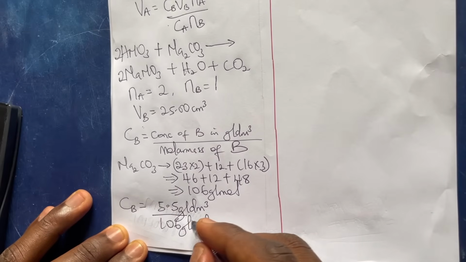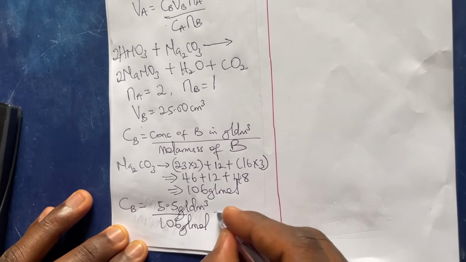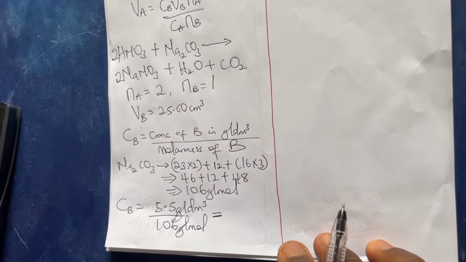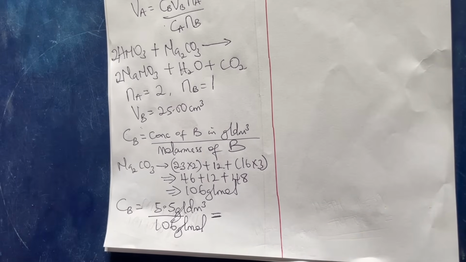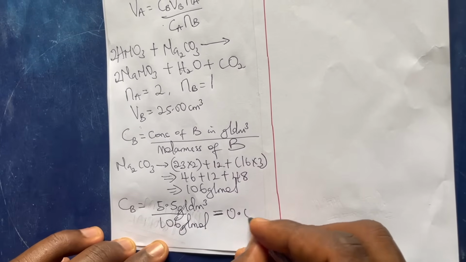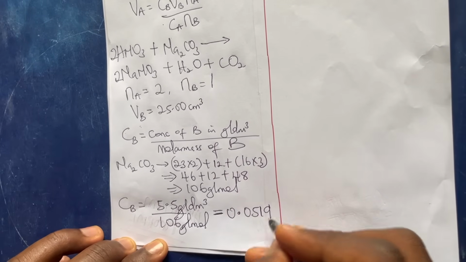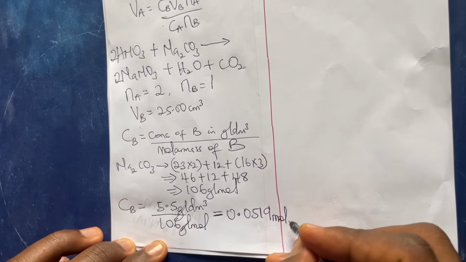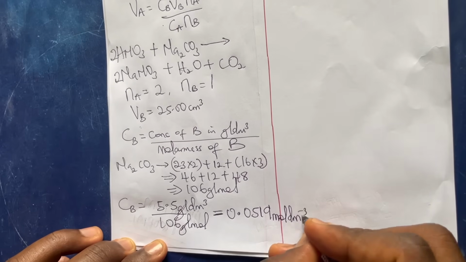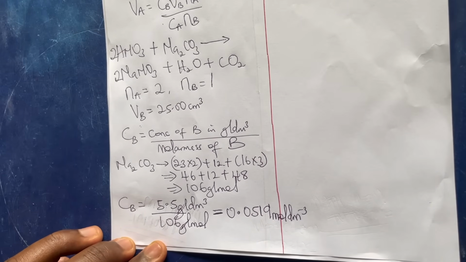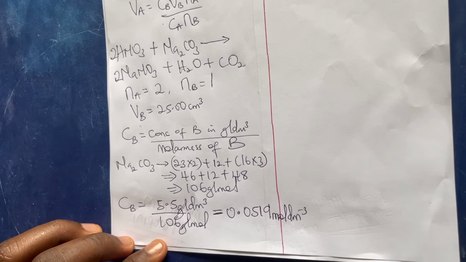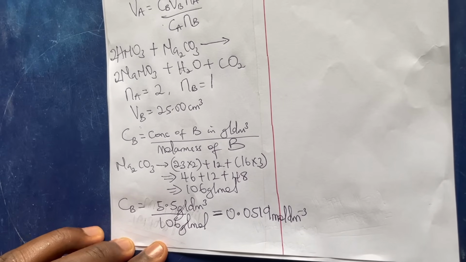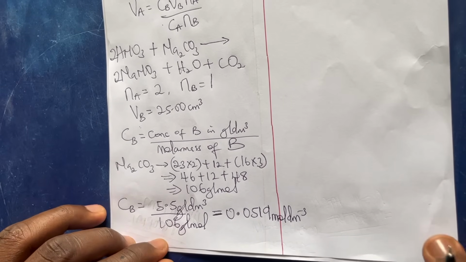So gram cancels gram, and if I divide this, 5.5 divided by 106, that will give me 0.0519 mole per dm cube. So I've gotten my CB. Now the next thing for me to do is to get my CA.